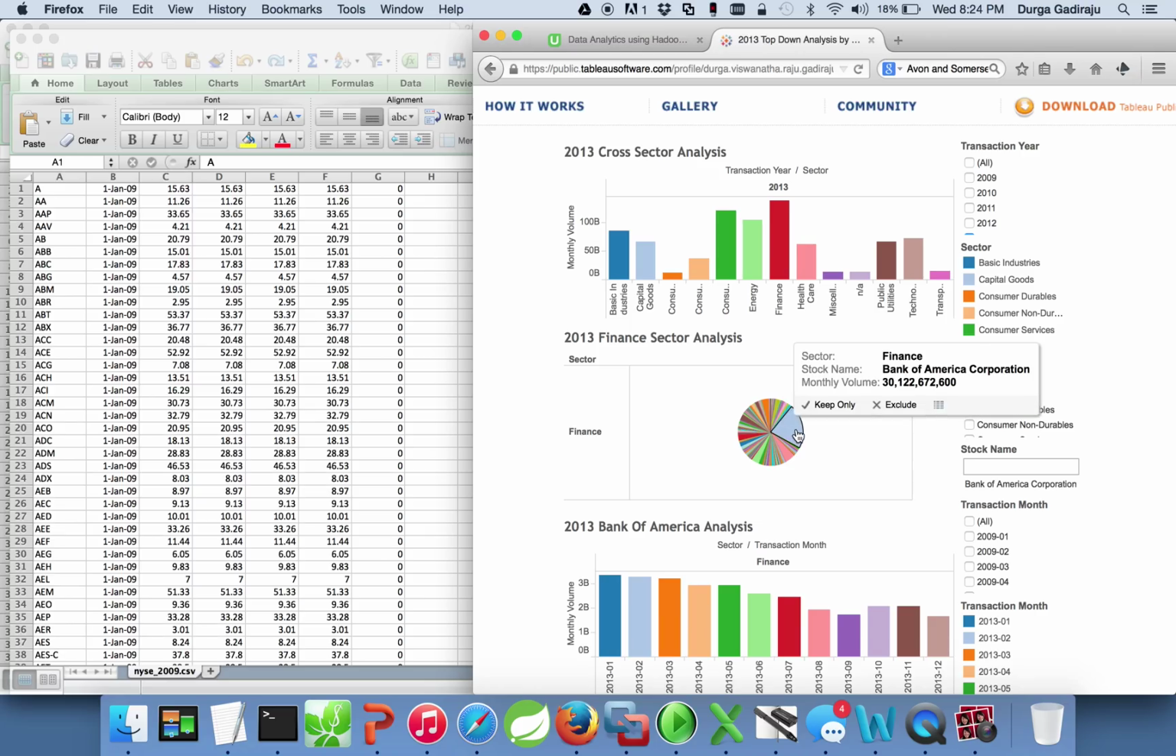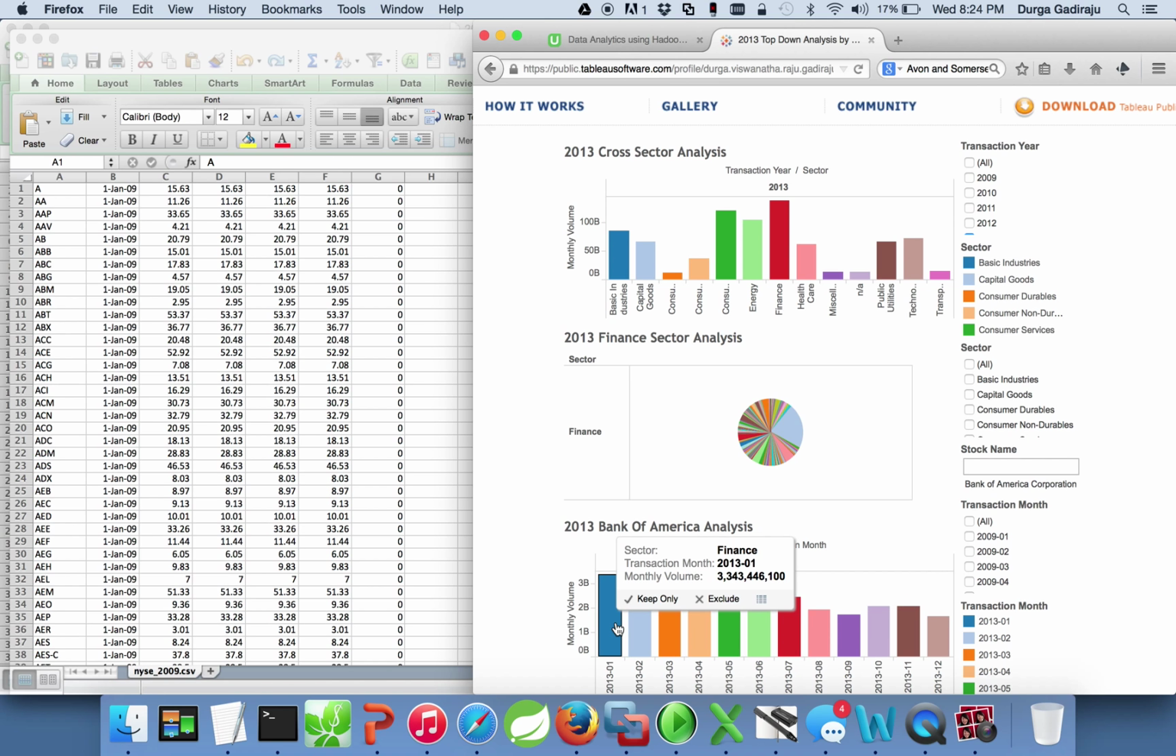And in this case, the topmost traded stock is Bank of America, and taking Bank of America, we are trying to trend for the year 2013 the volume of Bank of America stock traded in each and every month of 2013. So the bottom report tells, for the financial year 2013, how the volume is trended starting from January to December. Okay, so this is the requirement.